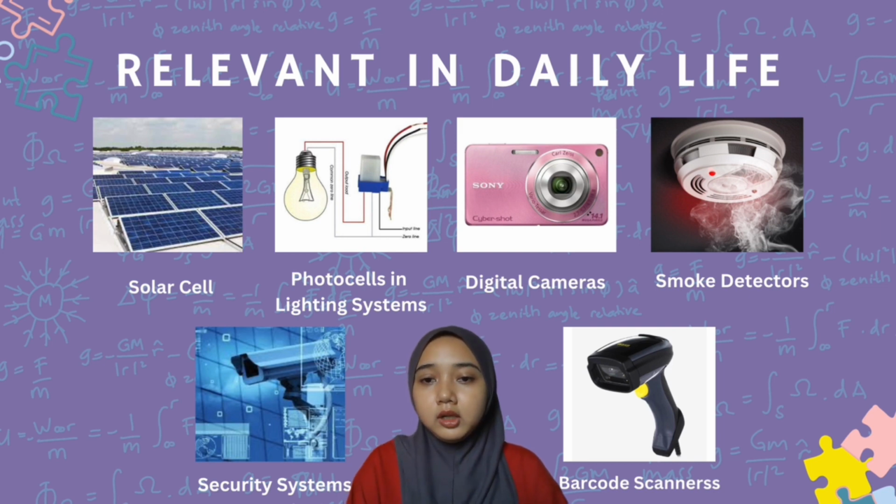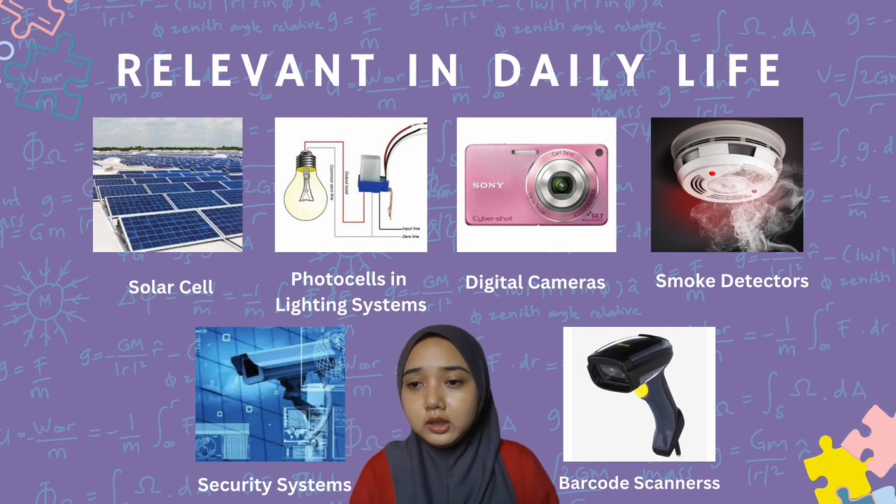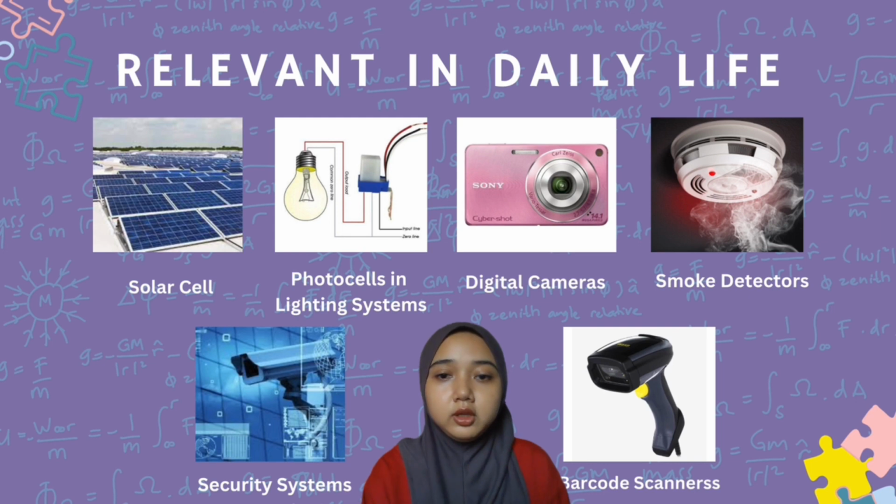Next is security systems. Photoelectric sensors are used in security systems to detect motion or the presence of an object. When the infrared light being emitted by a transmitter is interrupted due to an object or motion, the sensor activates an alarm or triggers a response.